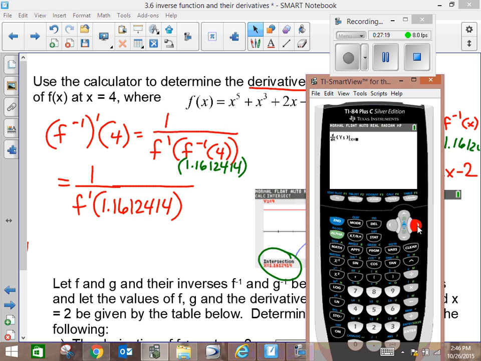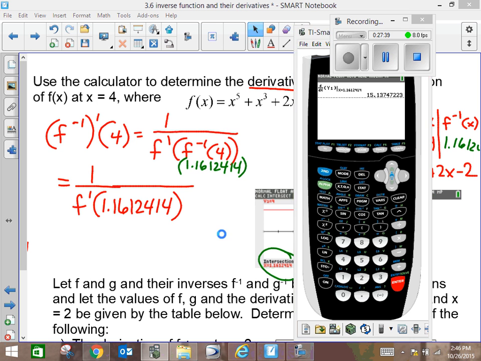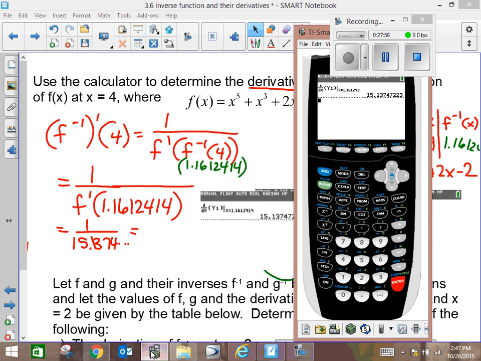y1 with respect to x equals 1.161214. There you go, there's your derivative. Okay, so we have 1 over 15.31374, and so on. How do I flip that around? 1 over answer. So your answer is 0.06.